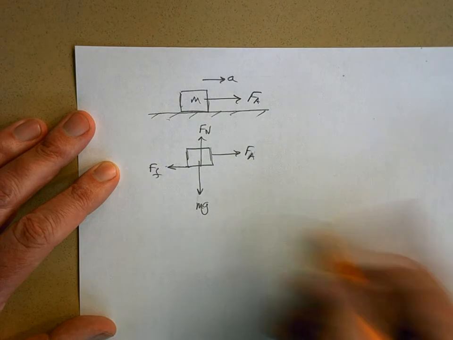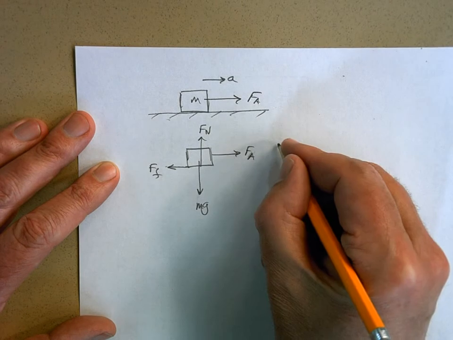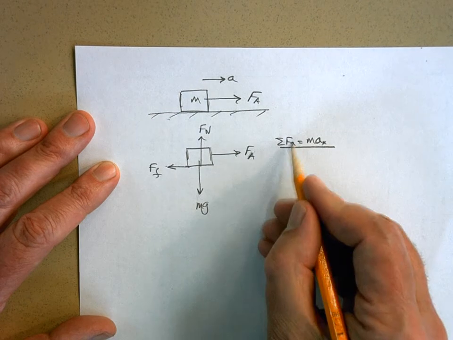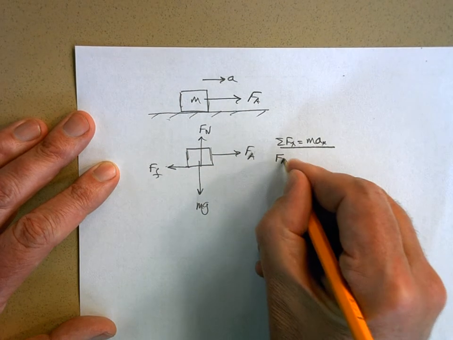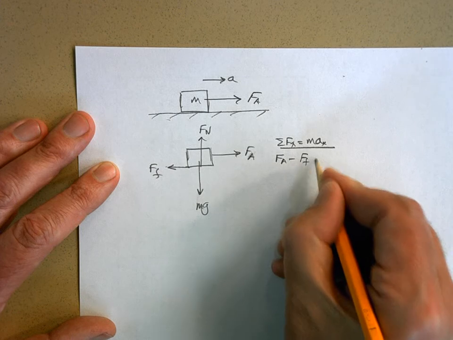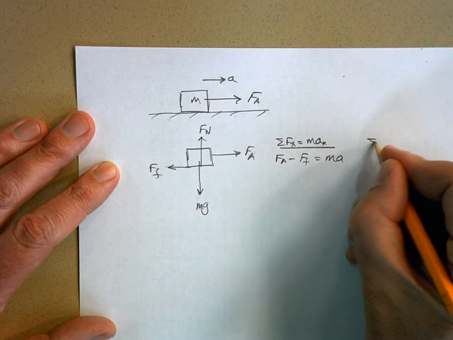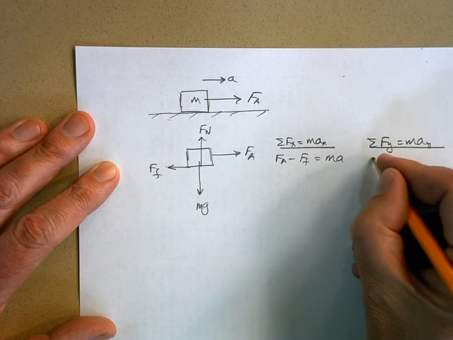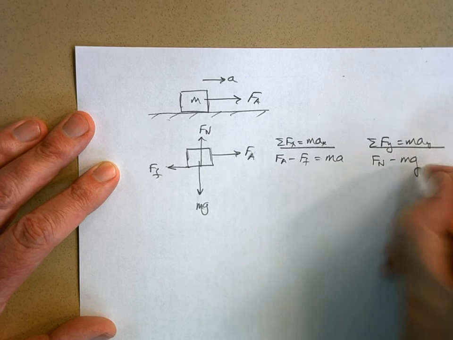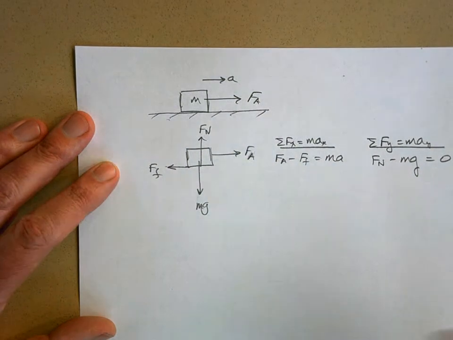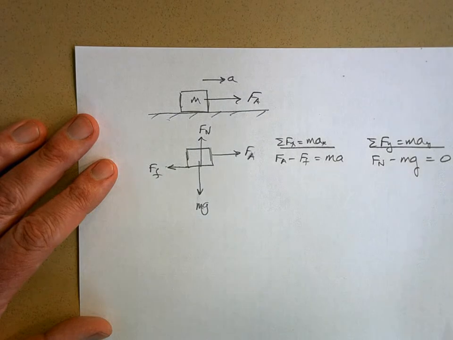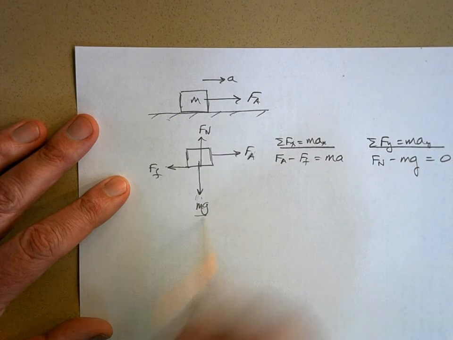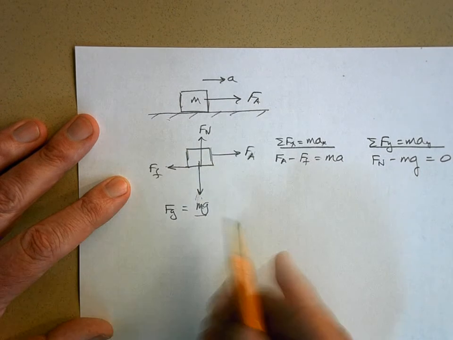And so if I sum the force in the x direction, and take the time to write this out the way I am, you will get more partial credit if you make a mistake. FA minus FF equals ma. And if I do the same thing in the y direction, I've got the normal force minus mg equals 0. Now, I said in the equation list I gave you that the weight, the force of gravity, is equal to mg. So usually I'll just write it out as mg.